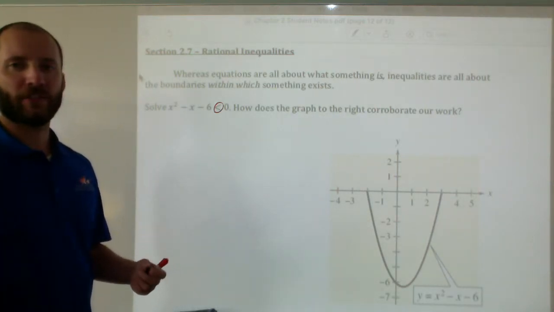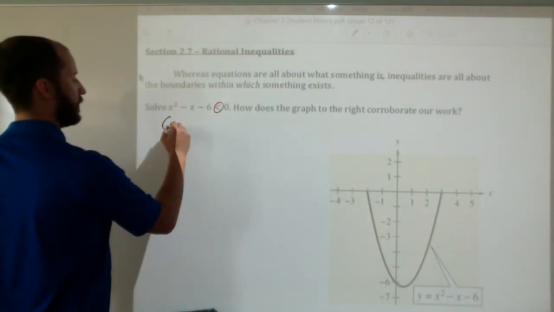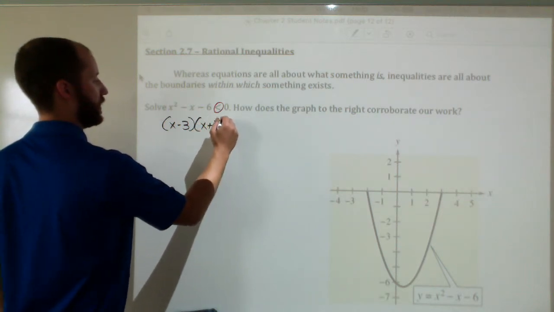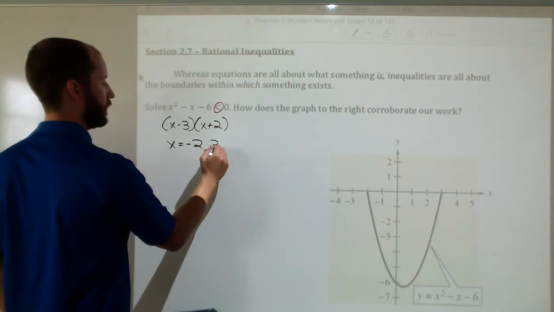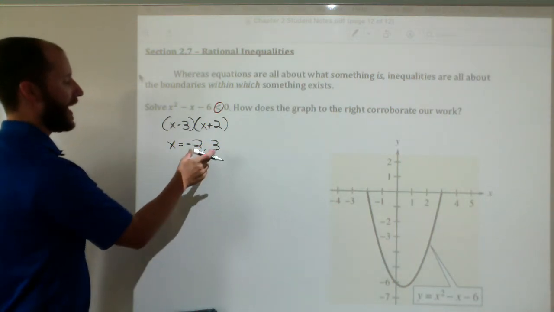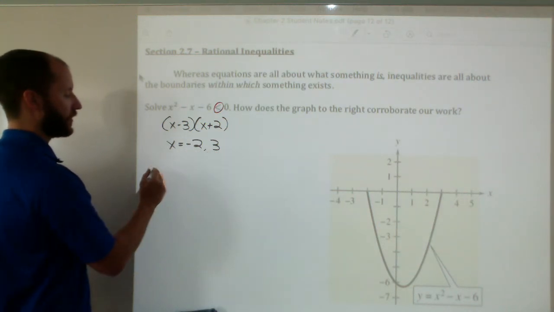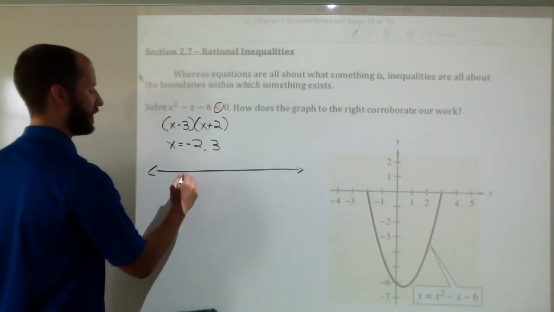Let's find our boundaries. Let's find where it does equal 0. So we'll factor it down: x minus 3, x plus 2. So then we get negative 2 and positive 3. So at these values, the function equals 0. So let's get on a number line here.